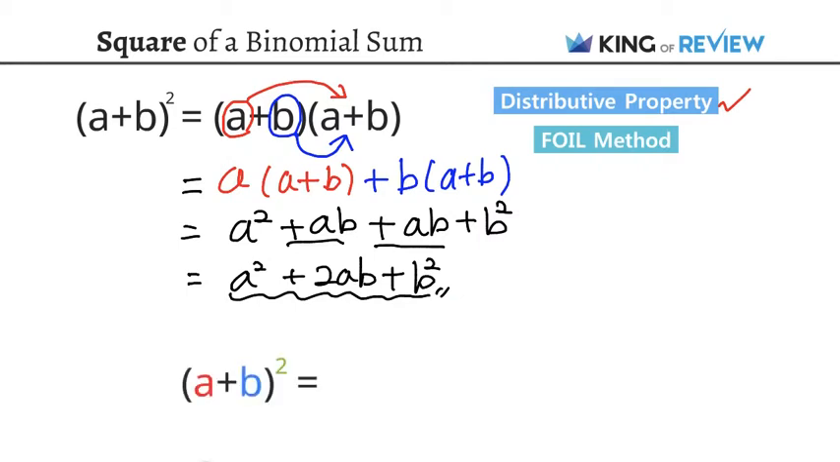Okay, to summarize, in general, whenever you have a squared binomial, let me do it this way. The first one plus the last one, squared, is the first one squared plus 2 times the first one times the last one, and plus the last one squared. Okay?